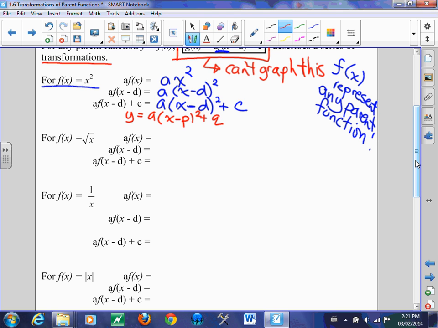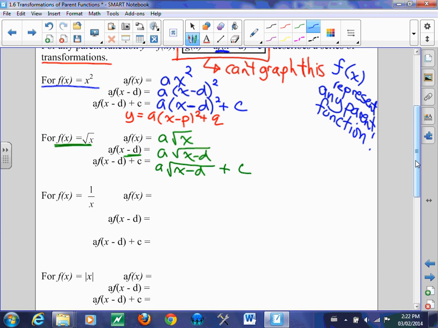Now we're going to deal with another example. We're going to change up the parent function. So now we're going to apply a, d, and c to the square root function. Okay? So it's going to be a times the square root. Okay? And then remember to subtract d. D is attached to the x. So it's going to be x minus d all under the square root. And then to add c, c is by itself. So the third one is going to be the square root of x minus d, and then plus c. Okay, so we're applying the a, d, and c to various parent functions that we learned last class.